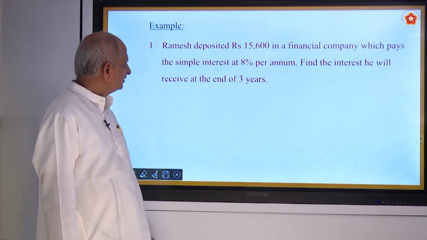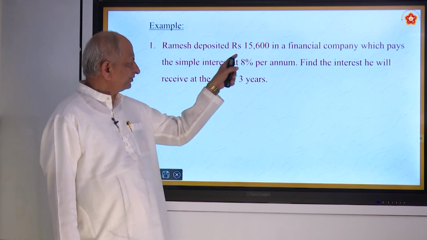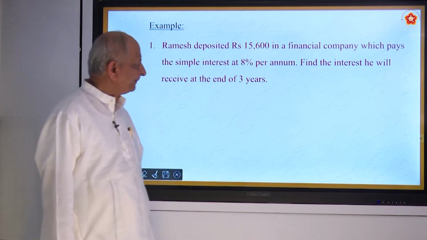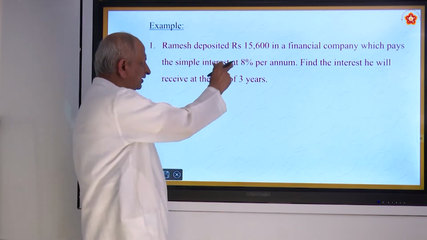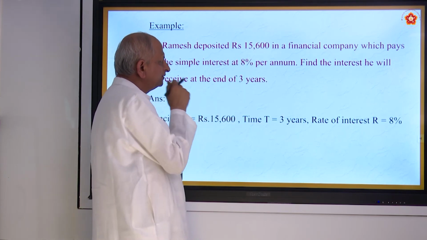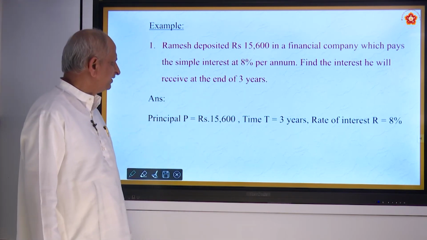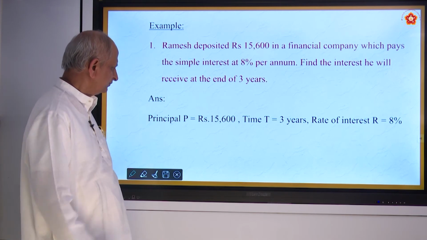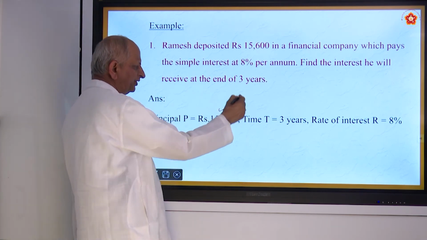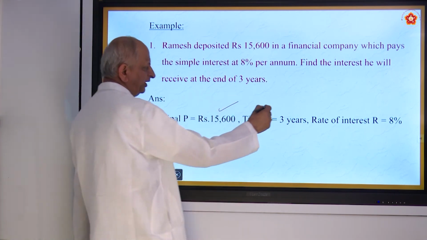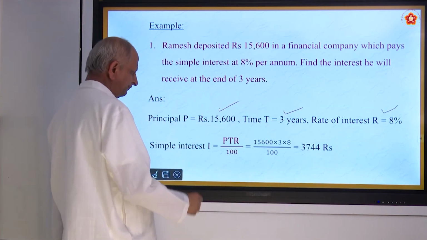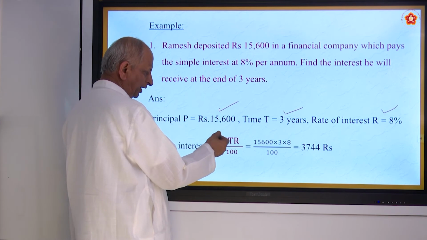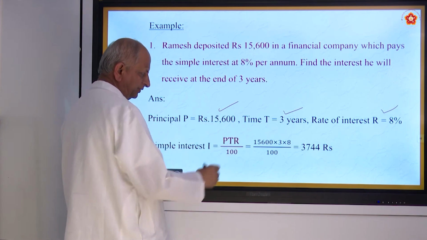For example, Ramesh deposited 15,600 in a financial company which pays interest of 8%. So this is the rate of interest. And they are asking to find the interest he will receive at the end of 3 years. So principal is 15,600, T is 3 years, rate of interest is 8%. Now what is the formula? Simple interest I is equal to PTR by 100.